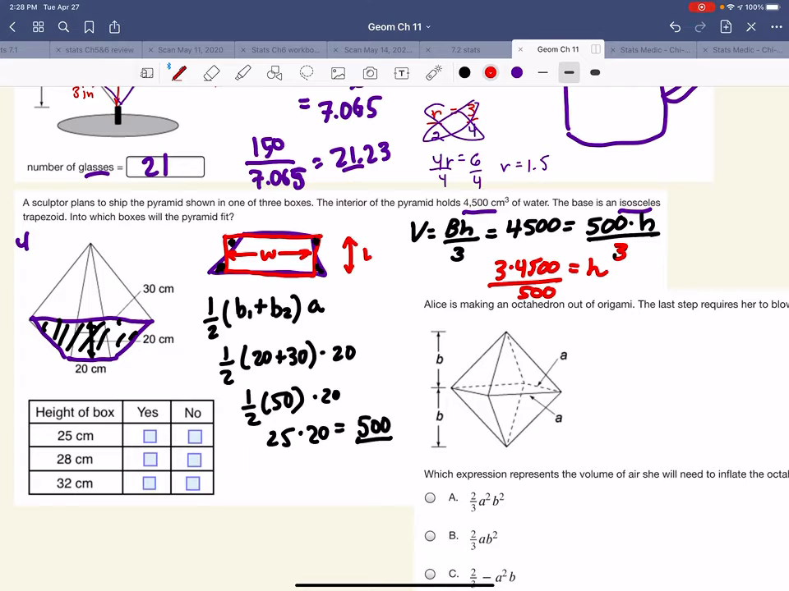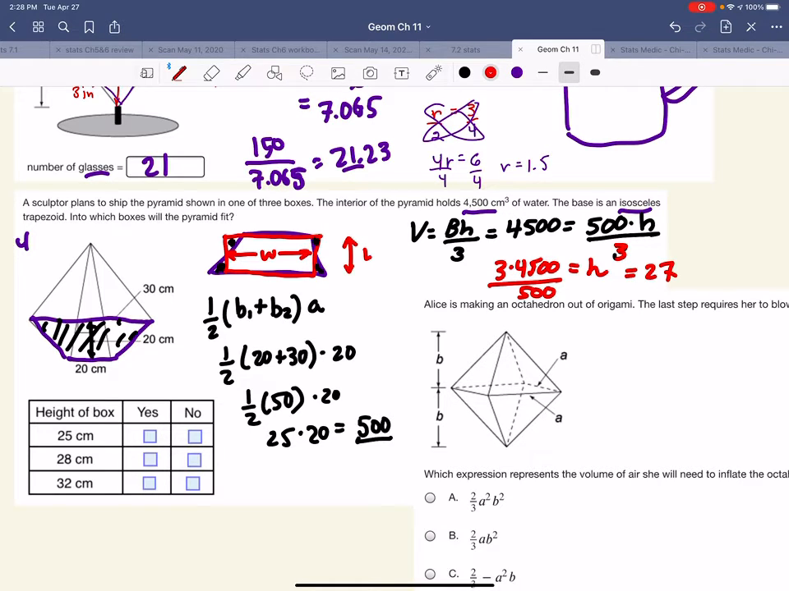Oh, I moved my calculator again. Let's get this calculator. 3 times 4,500 equals, divide by 500 equals 27. Interesting. So our height is 27.